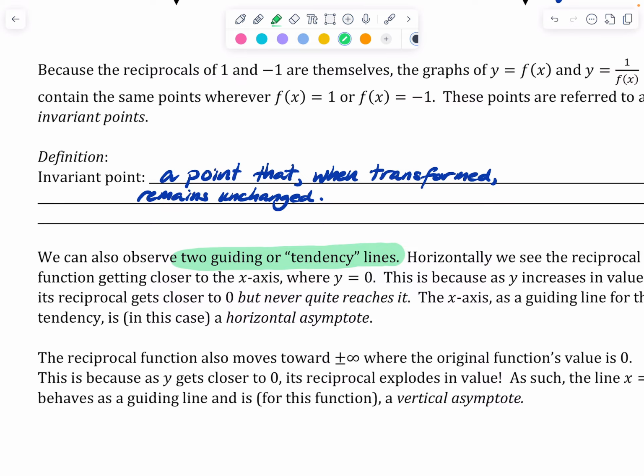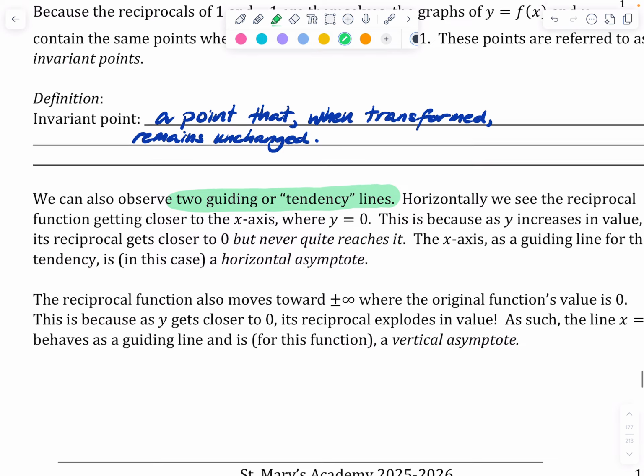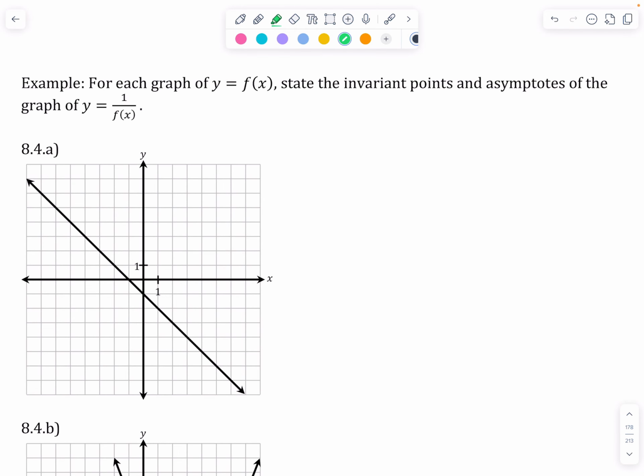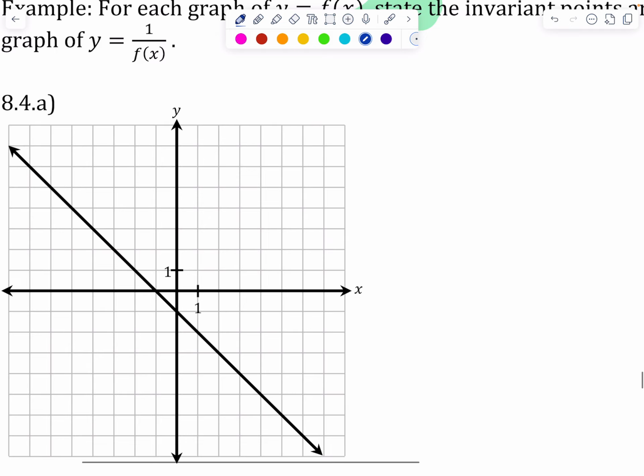On the next page, we have a couple examples where we are just finding asymptotes and finding invariant points. These are state questions, so we don't need to show any work for them. But I'll take you through one. So stating the invariant points. Invariant points are wherever the original function had a y value of 1 or negative 1. And I see a couple of those.